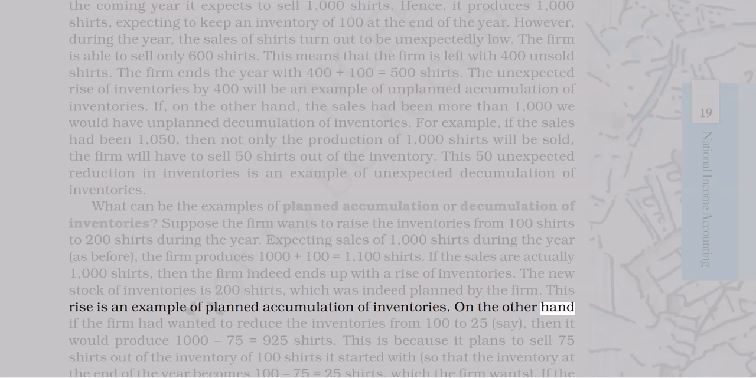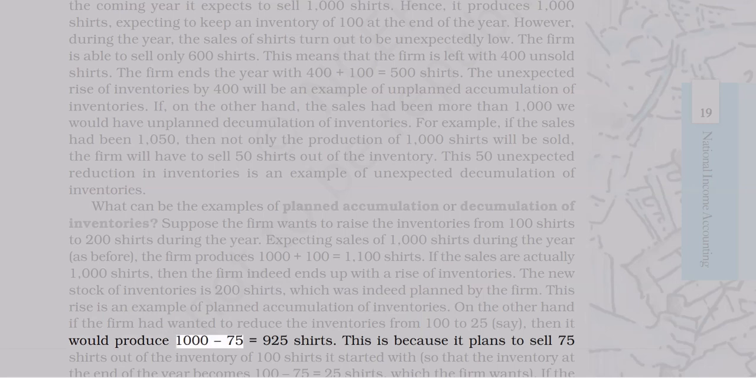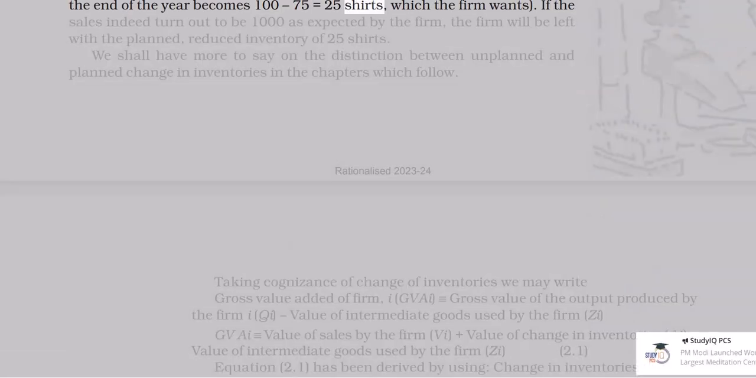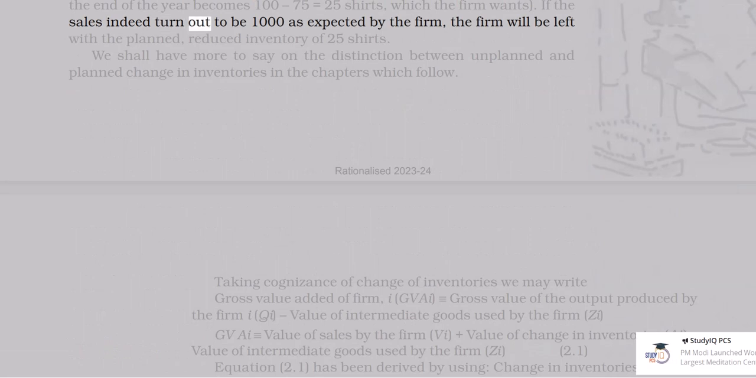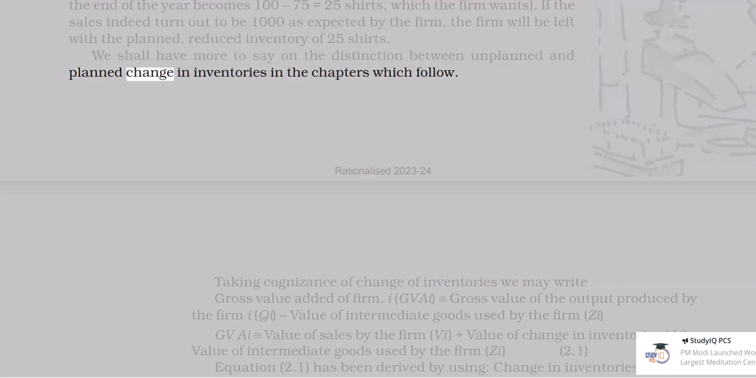On the other hand, if the firm had wanted to reduce the inventories from 100 to 25, say, then it would produce 1,000 minus 75 equals 925 shirts. This is because it plans to sell 75 shirts out of the inventory of 100 shirts it started with, so that the inventory at the end of the year becomes 100 minus 75 equals 25 shirts, which the firm wants. If the sales indeed turn out to be 1,000 as expected, the firm will be left with the planned, reduced inventory of 25 shirts.